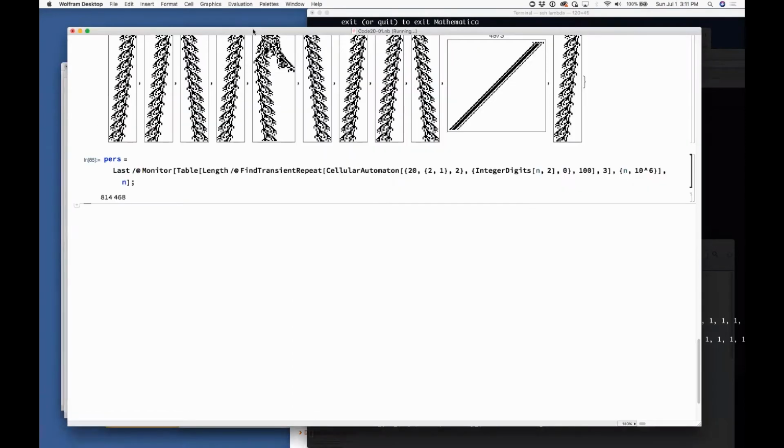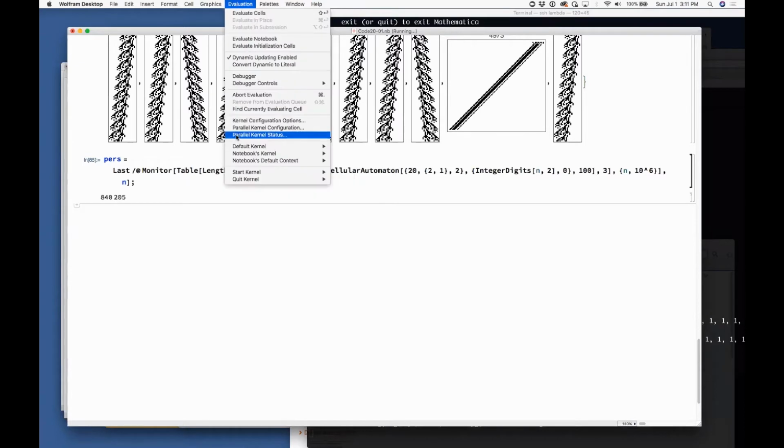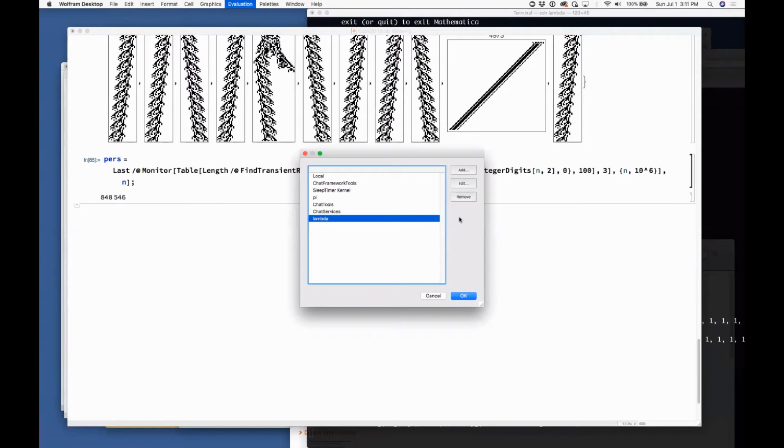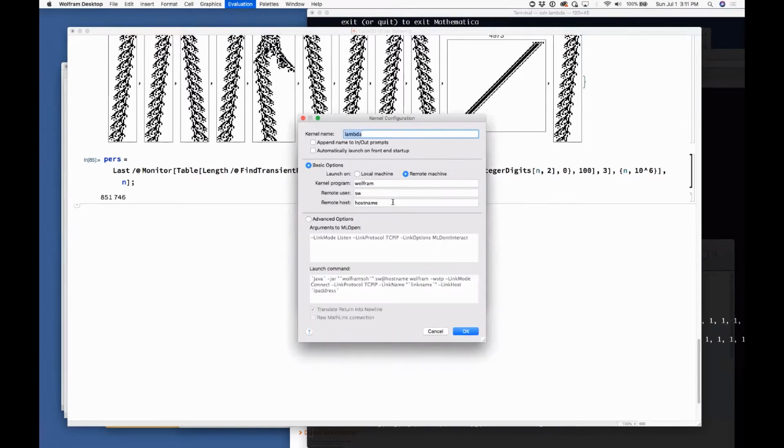While it's working, let's go back over here. We're at 800,000. We're getting close. And we're trying to, I really wanted to, okay, and somebody had a suggestion for changing the way the remote kernel configuration works. Kernel configuration options for Lambda, edit those, and change the remote host name to Lambda. That's a good suggestion, because otherwise it doesn't have a hope.